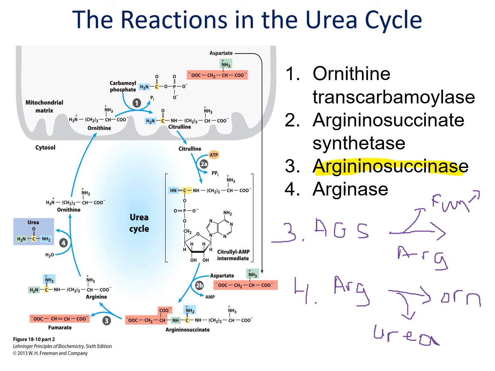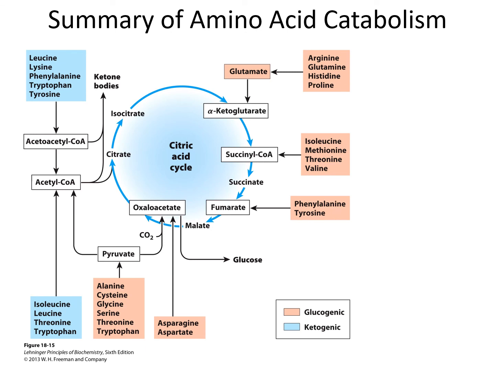So now we're at our last step. It's only 4 steps. Arginase catalyzes the reaction where our arginine breaks down into urea, which can be excreted from your body, and ornithine, which stays in the urea cycle and continues on and on. So now we've gone through the urea cycle. That was this objective 2.